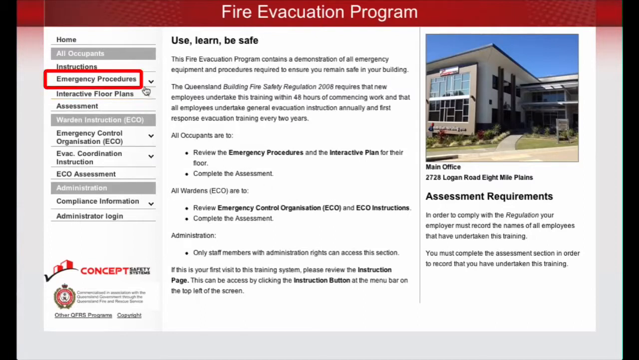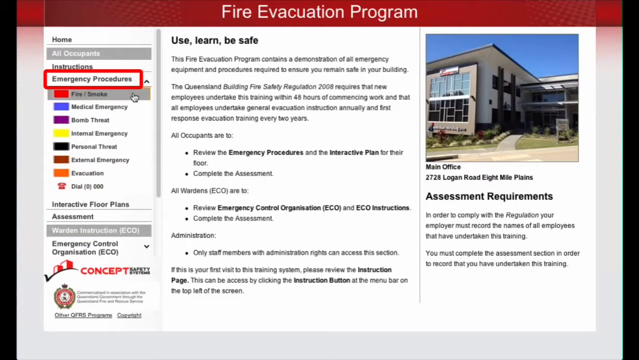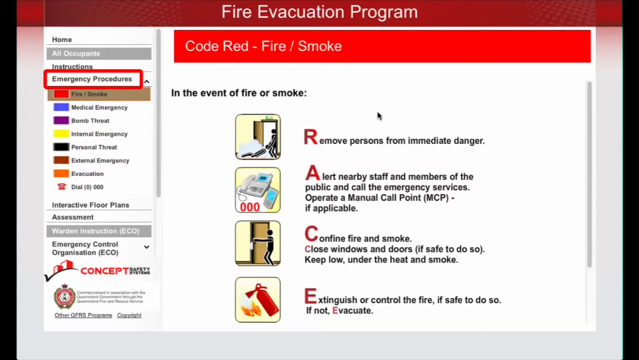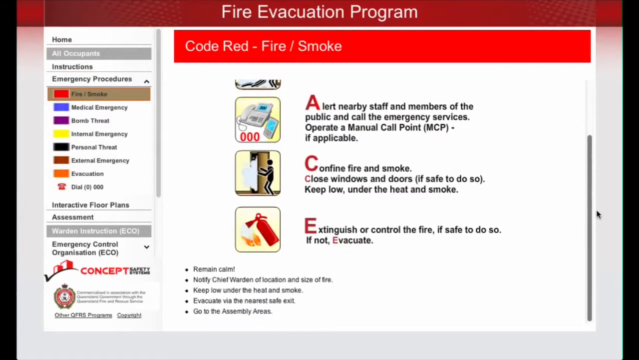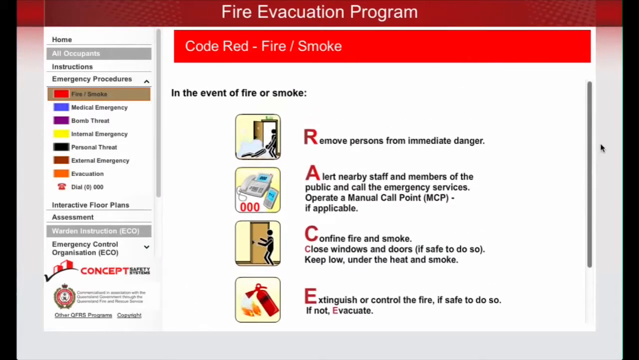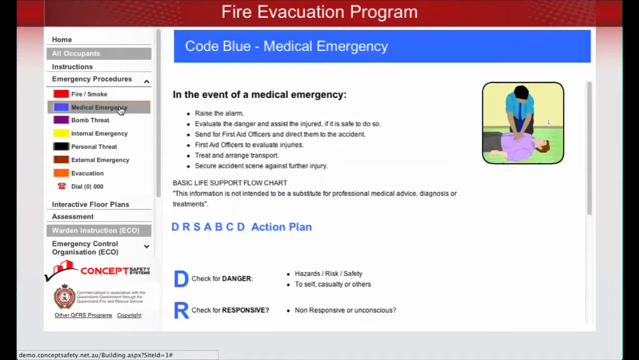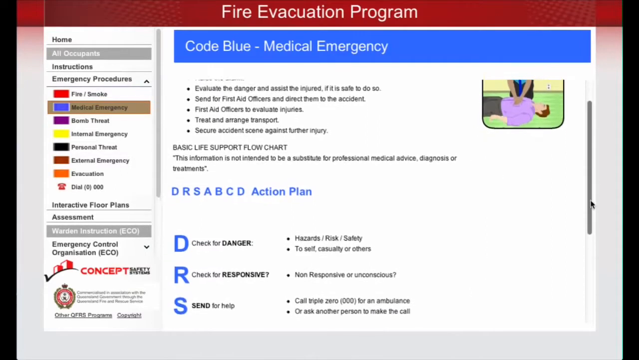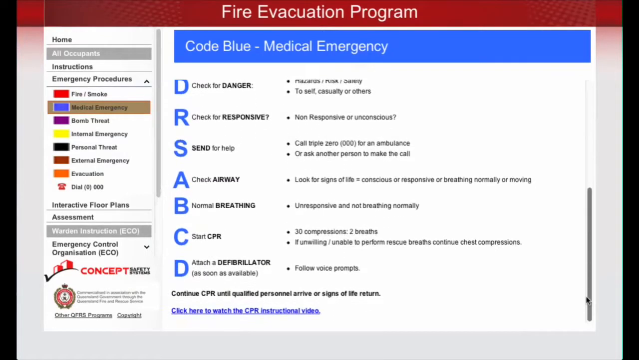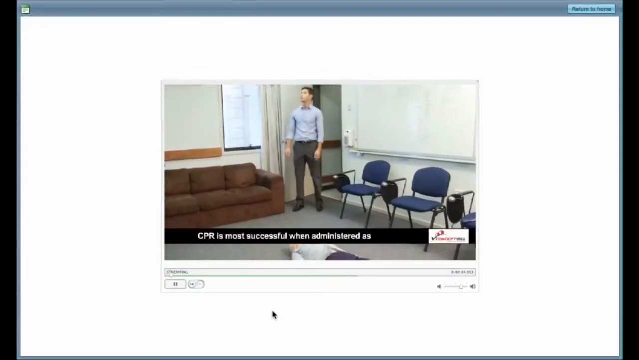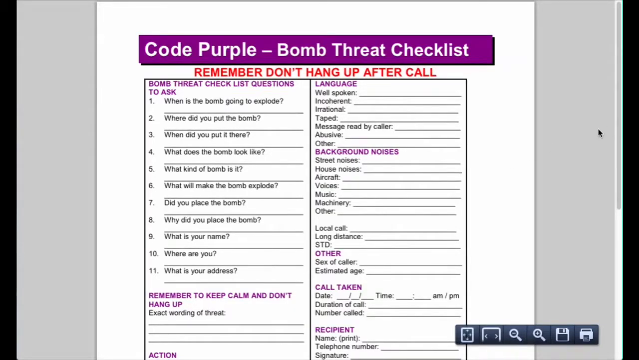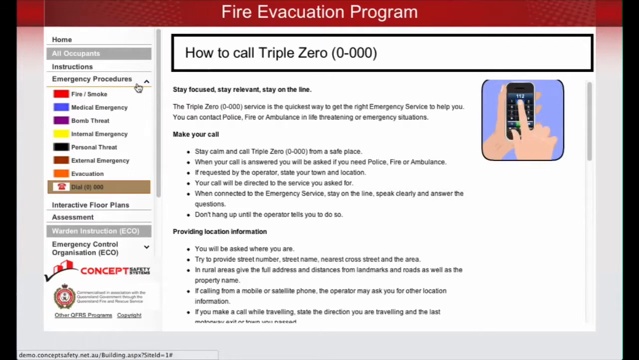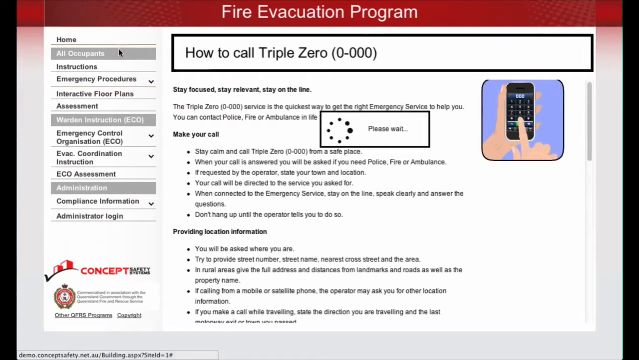To view information for emergency procedures, click on the Emergency Procedures button. A drop-down menu will appear displaying procedures for various types of emergencies. Click on each of these to display information relating to the actions to be taken by occupants for each of these emergency events. You will note that some emergency procedures have additional information included, such as a CPR video or a bomb threat checklist.